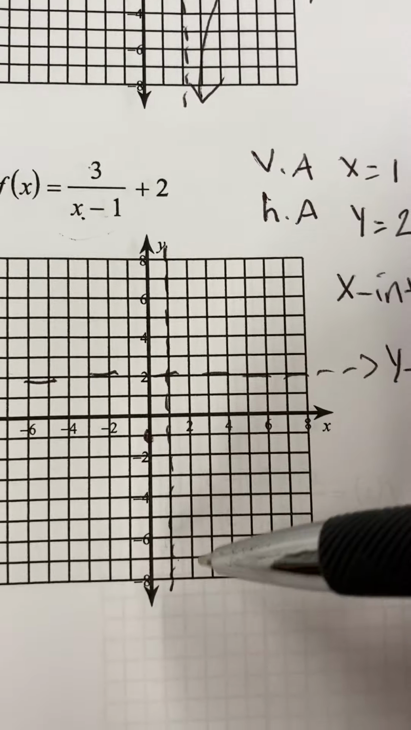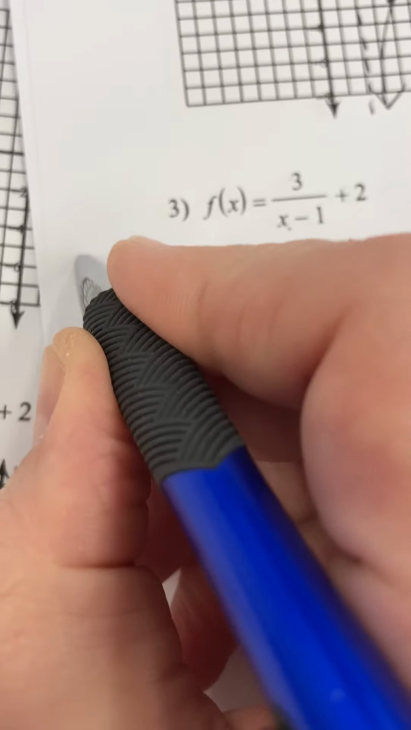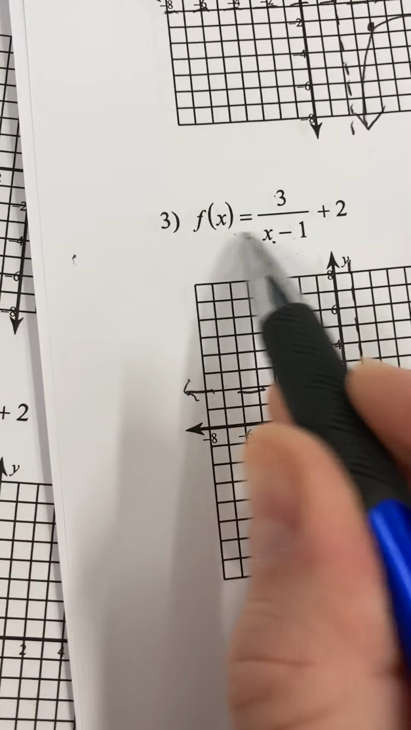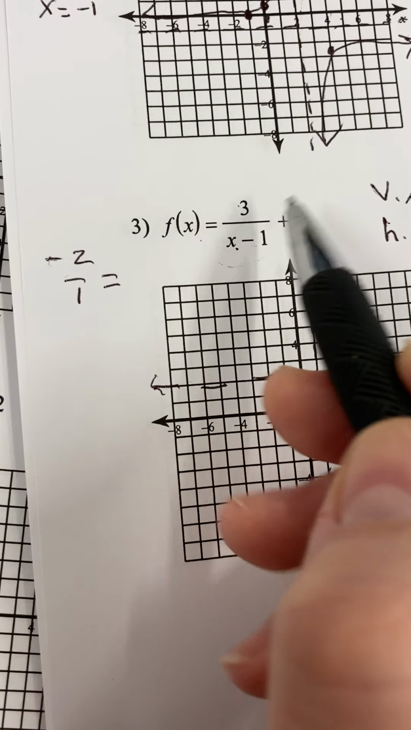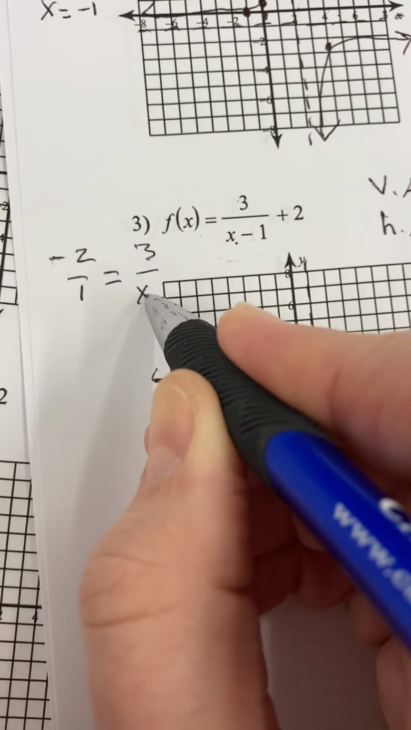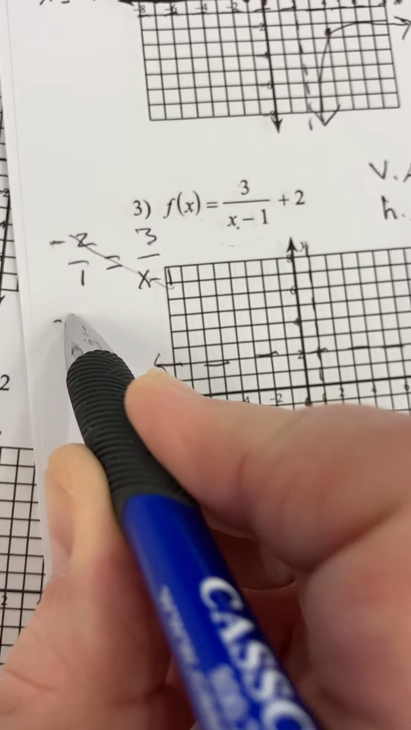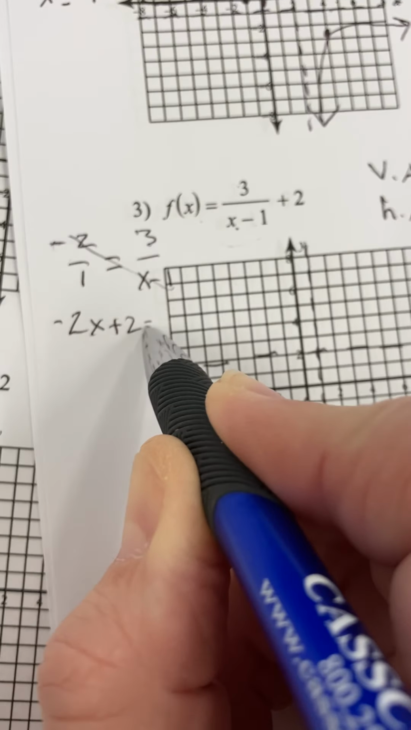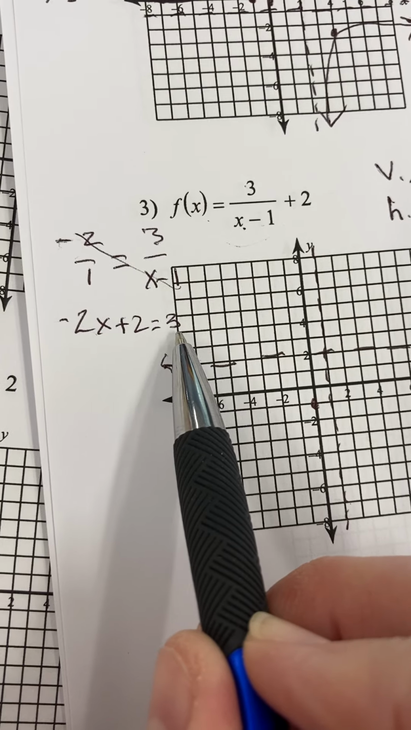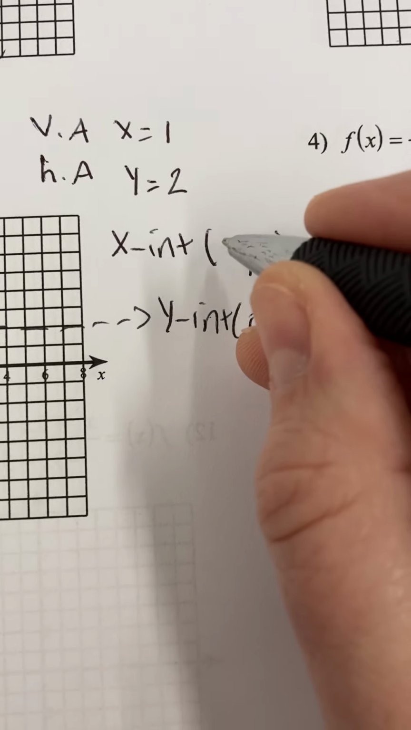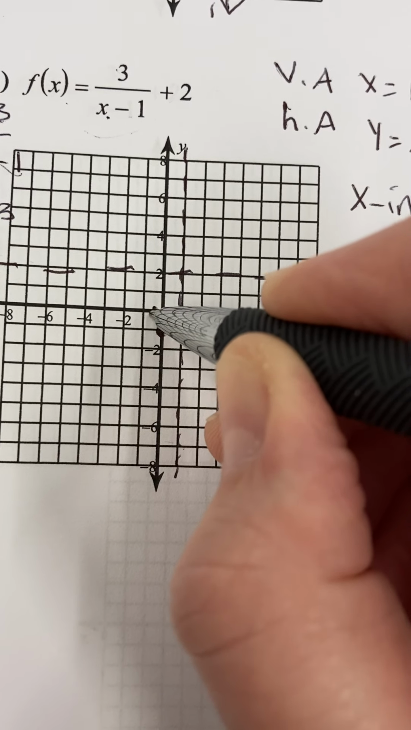Now let's find my x-intercept. I'm going to put my 0 here. So if I put 0 here, I'm going to subtract 2 first. Subtracting 2 over 1 gives me -2 equals 3 over x minus 1. I'm just cross multiplying, taking 2 times that. That's -2x plus 2 is equal to 3. Solving for x, I subtract my 2, which gives me 1, divide by -2 and that gives me -1/2. So I'm going to cross my x-axis at -1/2, which makes sense because that's right here.